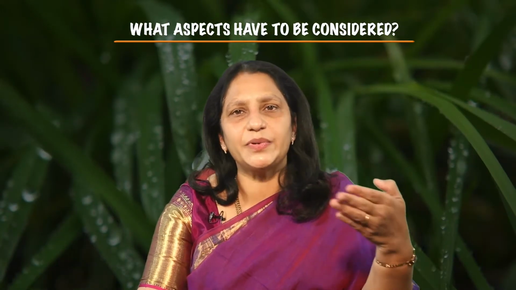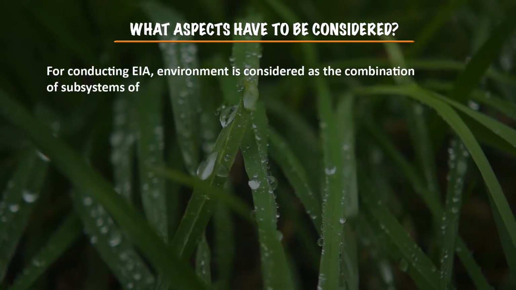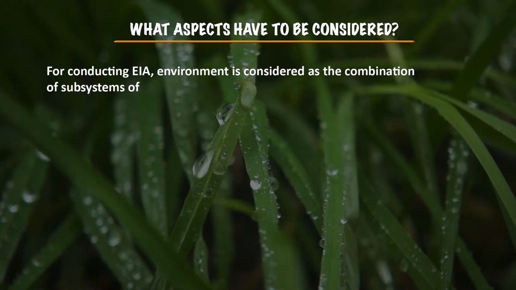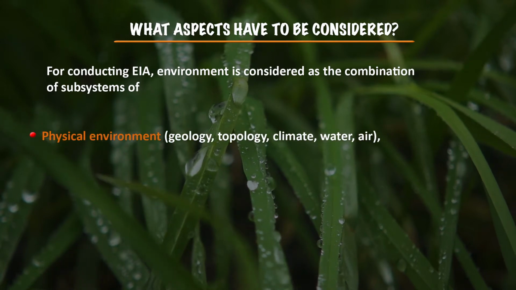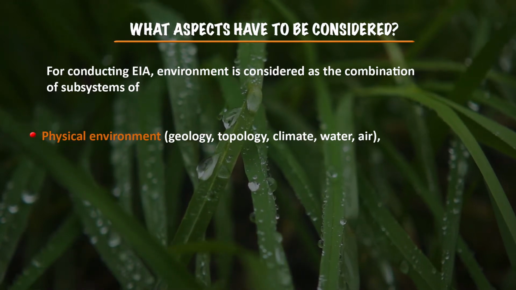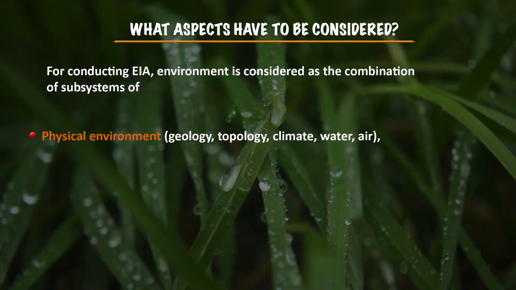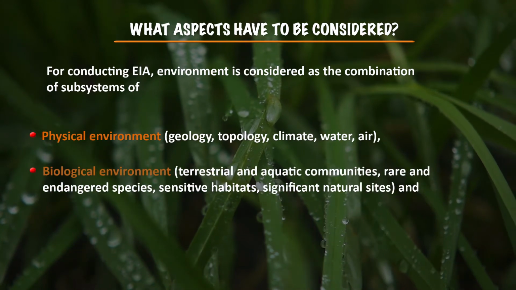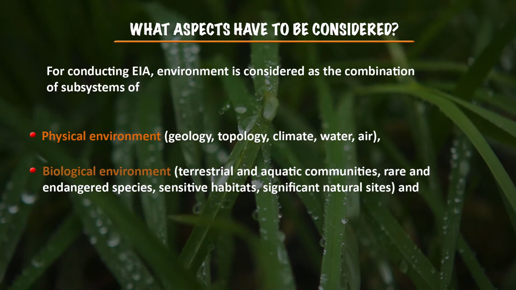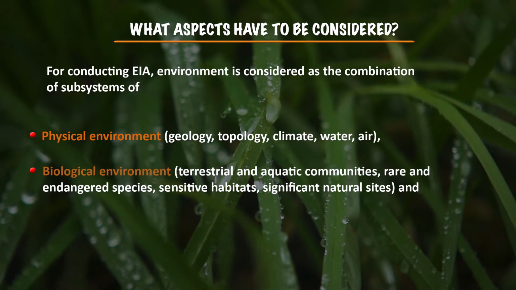Then what are all the aspects which have to be considered for environmental impact assessment? To conduct an environmental impact assessment, the environment is considered as a combination of subsystems. What are these subsystems? First is the physical environment: geology, topography, climate, water and air come under the physical environment. The second aspect is the biological environment: the terrestrial part, aquatic communities, rare and endangered species, sensitive habitats and significant natural sites come under the biological aspect.